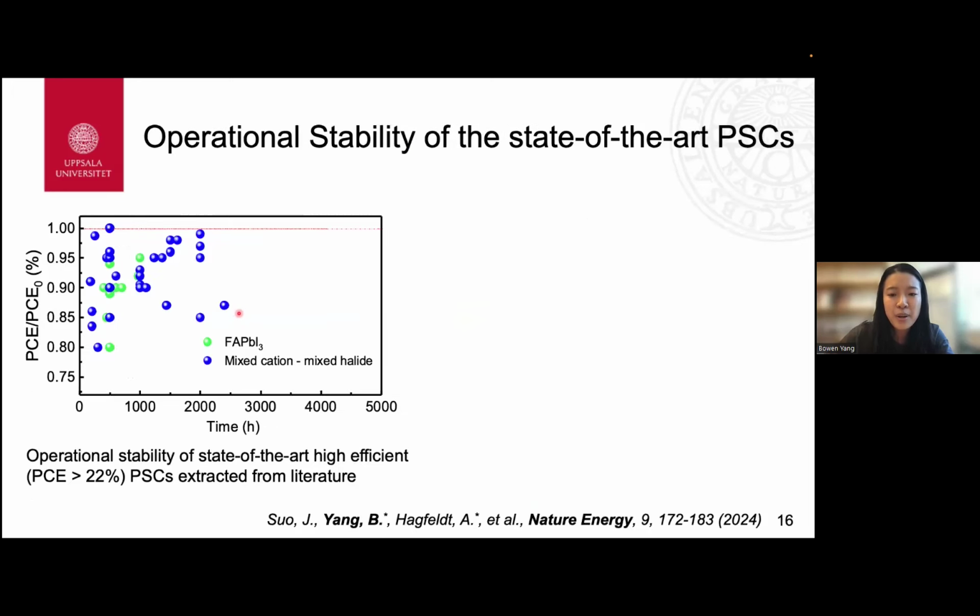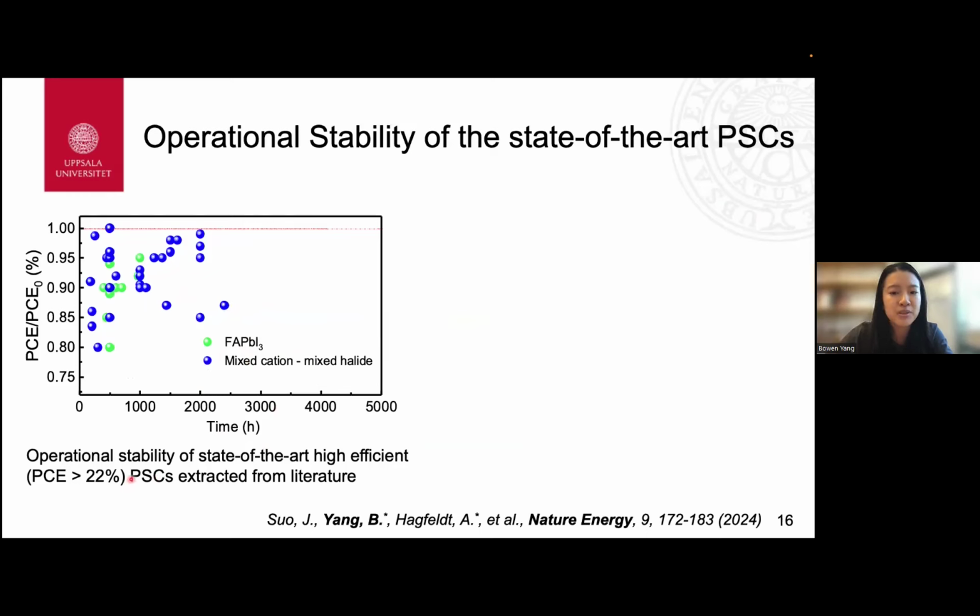And this is the same problem. It happens to all the state-of-the-art high-efficiency perovskite solar cells in general. It's a big challenge, at least at the current stage, to achieve high-efficiency perovskite solar cells and meanwhile maintain good durability. For example, here I listed the operational stability of state-of-the-art high-efficiency solar cells with PCE of over 22% from literature.